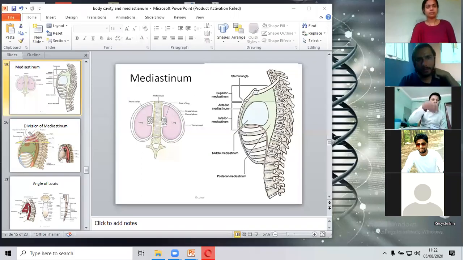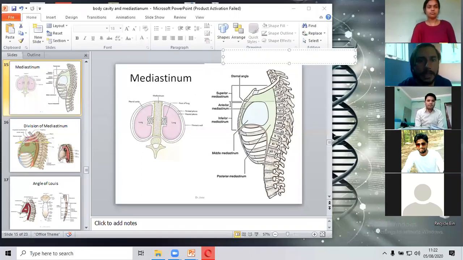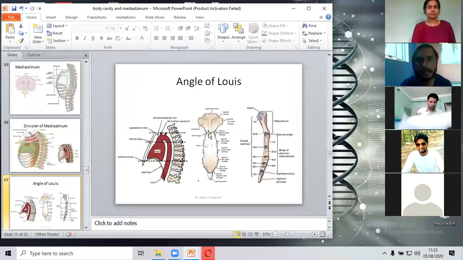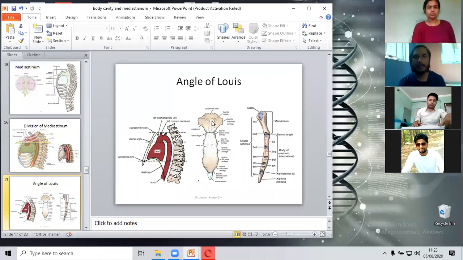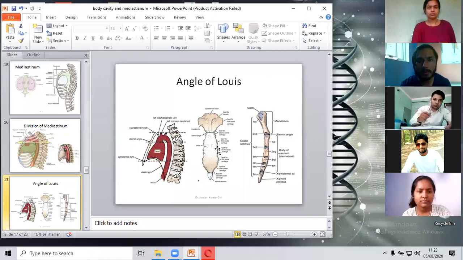Now we'll go further. Before that I will deal with the sternal angle. While reading the transverse thoracic plane, we heard one terminology, that is the sternal angle, isn't it? Now this angle is the sternal angle. For this, I'll go to the next slide. Now see in this slide, in this middle picture first.